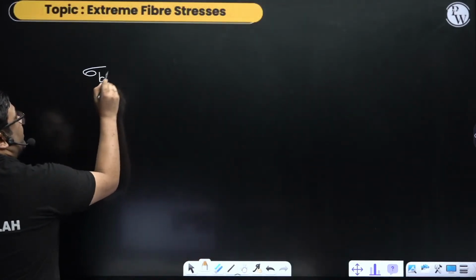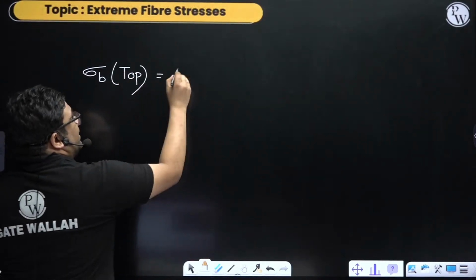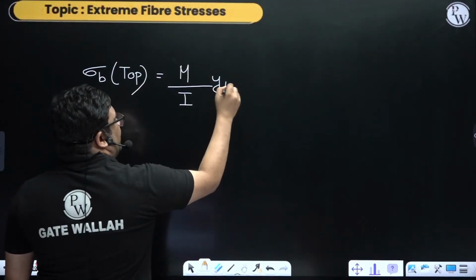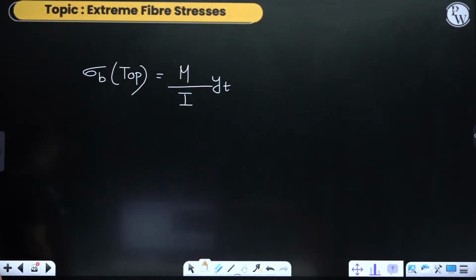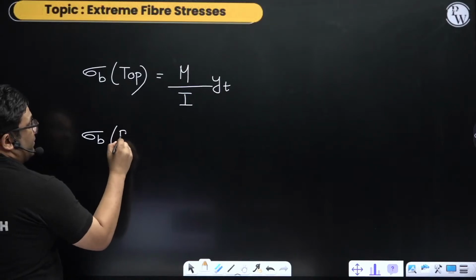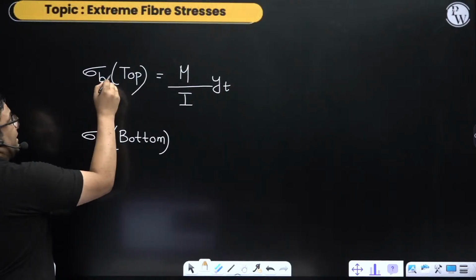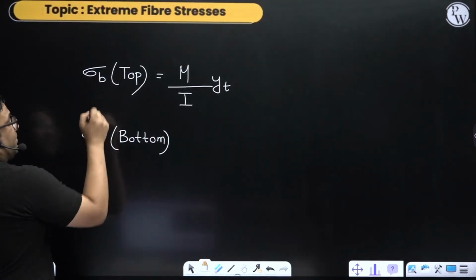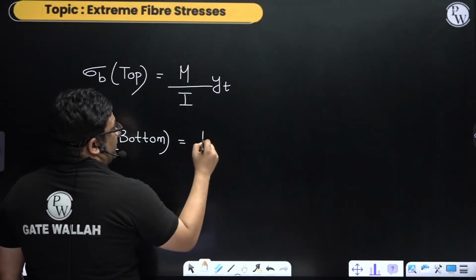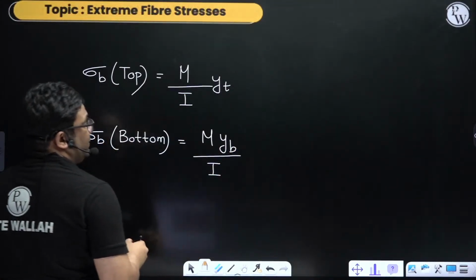If I want to find the bending stress at the top, that will be M by I times y top. And suppose I want to find the bending stress at the bottom. This B is for bending, not for bottom. Bending stress at top, bending stress at bottom. So this will be M y bottom by I.